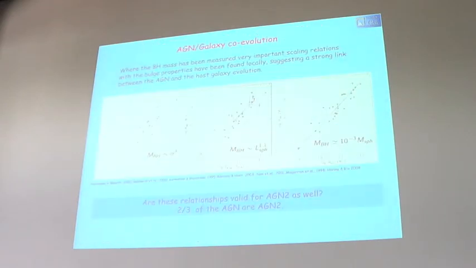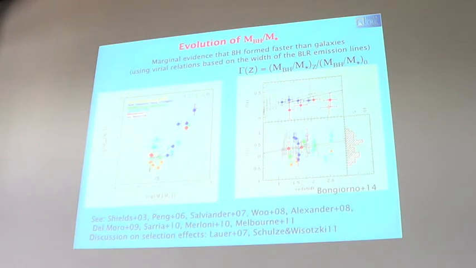Okay, I'm finished. Is this relation, this local relation, evolving with time? This is a study that has been done for several years, in the last 10 years, and there are indications that the fraction of black hole mass compared to the bulge mass is larger in the past.